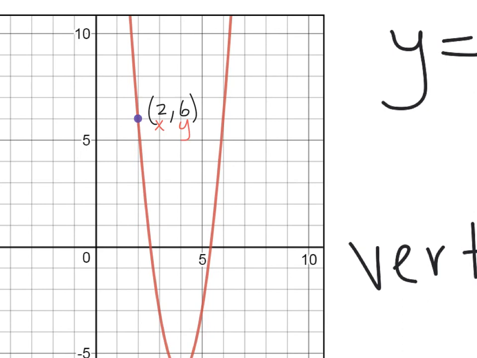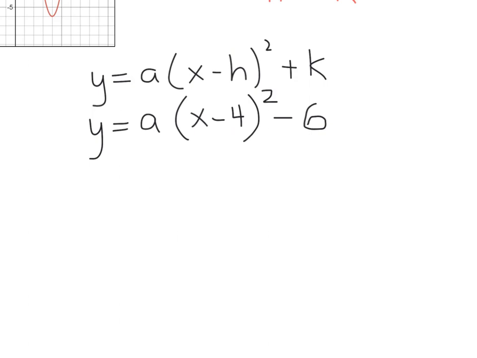So now that I have numbers for x and y, I can go ahead and take these numbers and insert them back into my equation. So going back to my equation, in the place of y, I'm going to put in 6. I'm going to keep the a. In the place of x, I'm going to insert 2. And then I'm going to recopy out the rest. So now I'm going to go ahead and use algebra to solve for a.